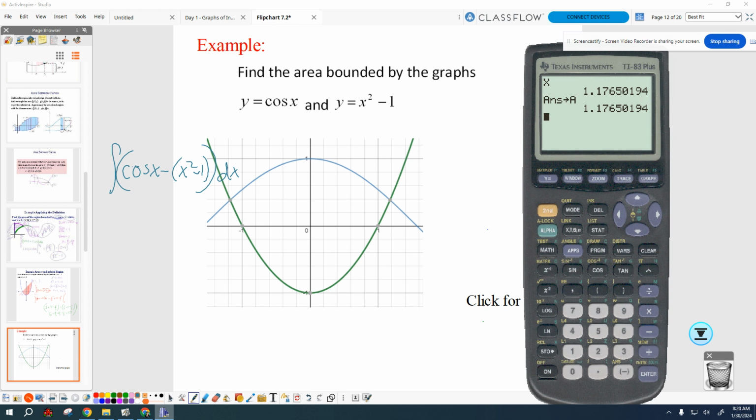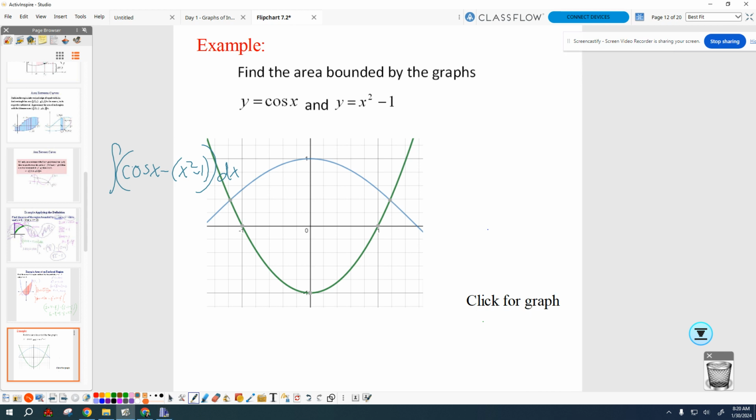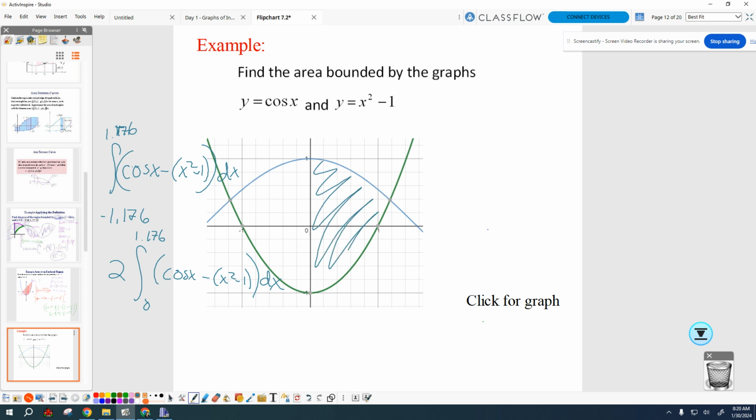Okay, so it's symmetric. I could calculate that number again, but it is symmetric. Negative 1.176, 76. That's totally unnecessary, but when you're doing this by hand, it makes it a lot easier, because subtracting negatives, you guys sometimes drop it and make the area become 0, which is unfortunate. I could go from 0 to 1.7 whatever and double it because it's symmetric.